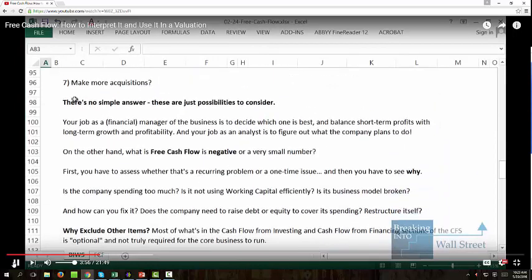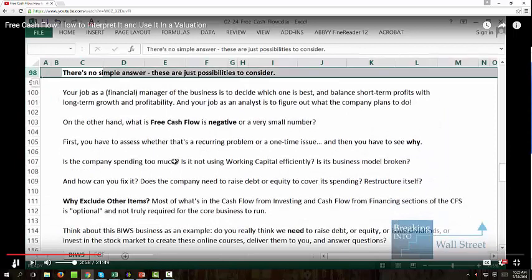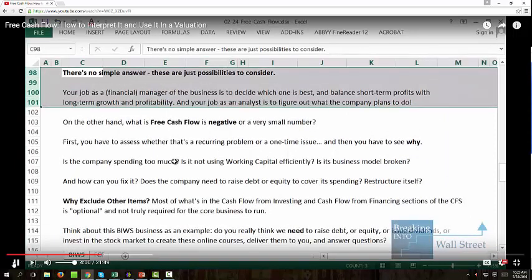There's no simple answer. These are just really possibilities. And it's your job as the manager or as the analyst to figure out what is most likely and what makes the most sense for the business.